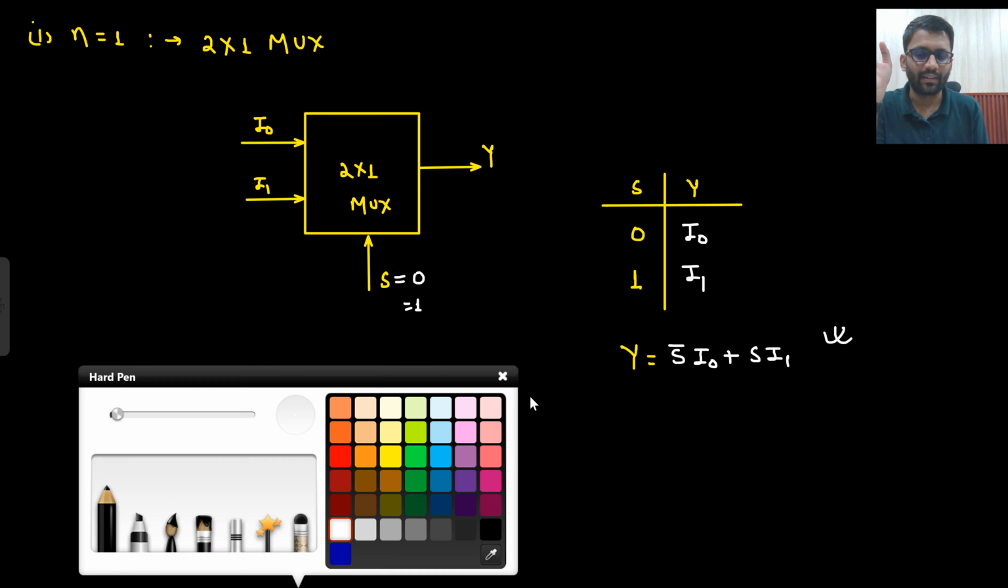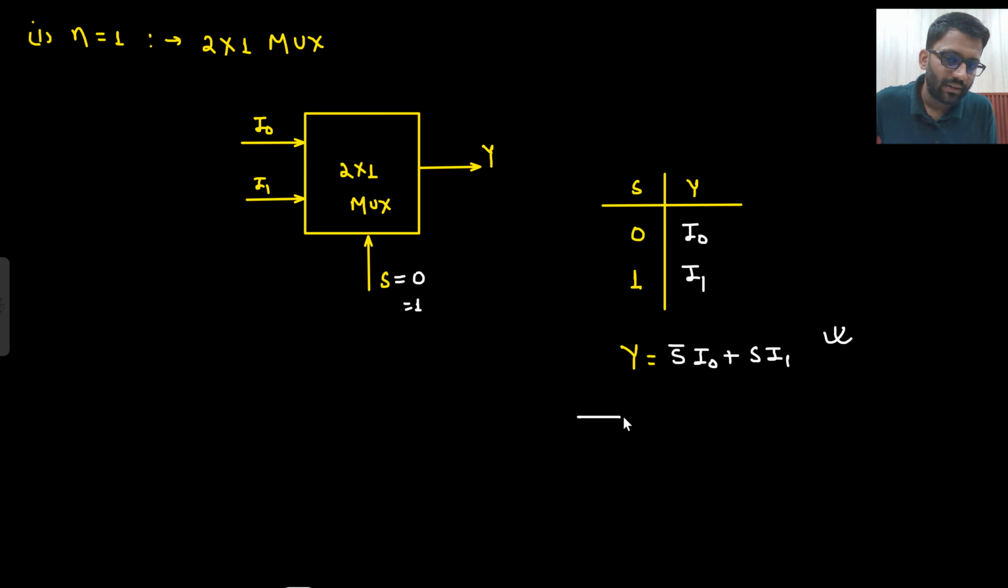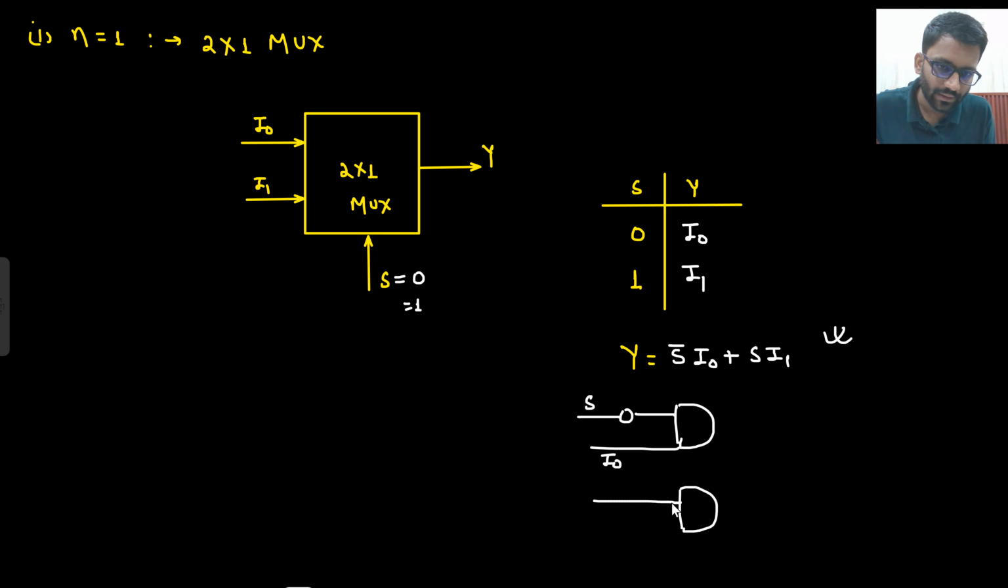So can you design it? Very easily I can design it. How will I design it? S bar, and then I0 is there. This is S bar, this is I0, this is again S only, and this is I1. Both will be taken out and fed to the OR gate, and this will be the output Y.